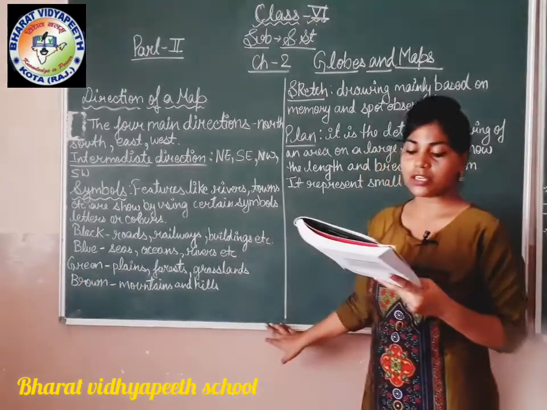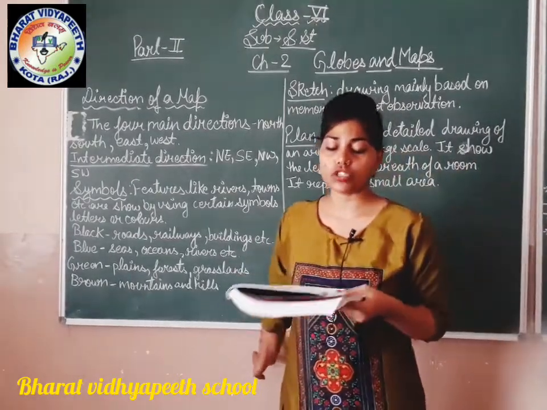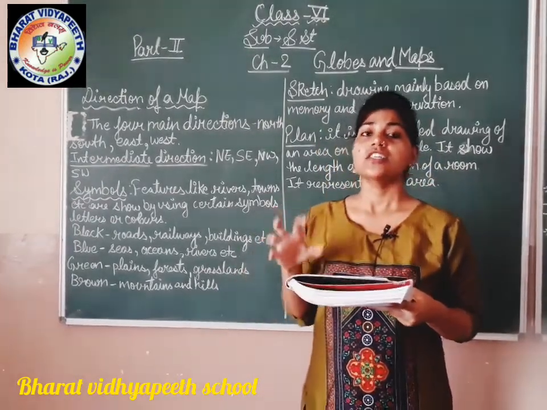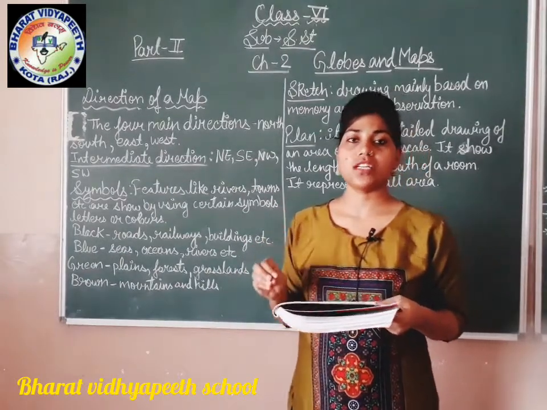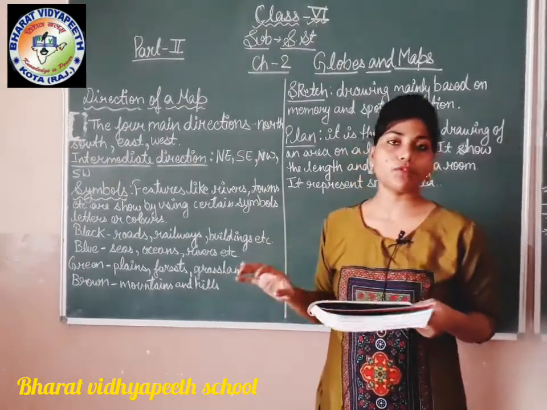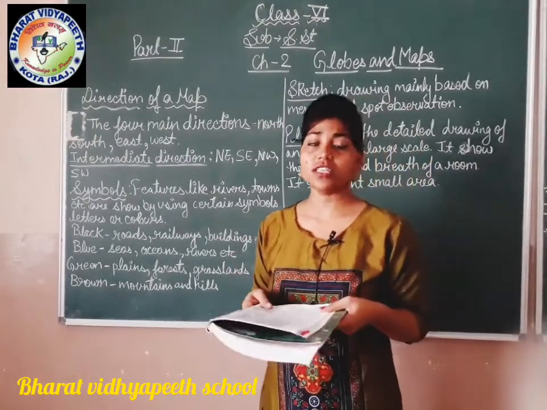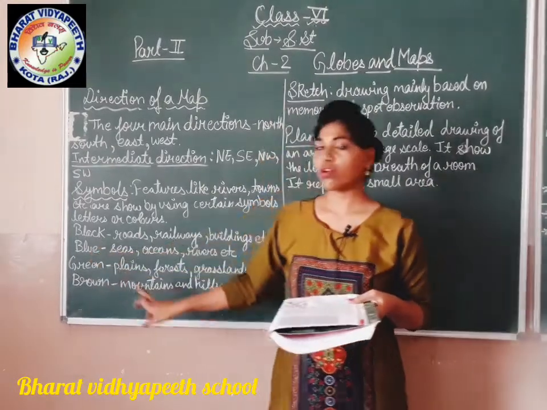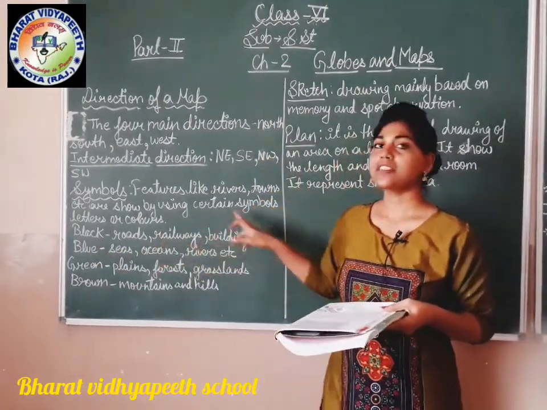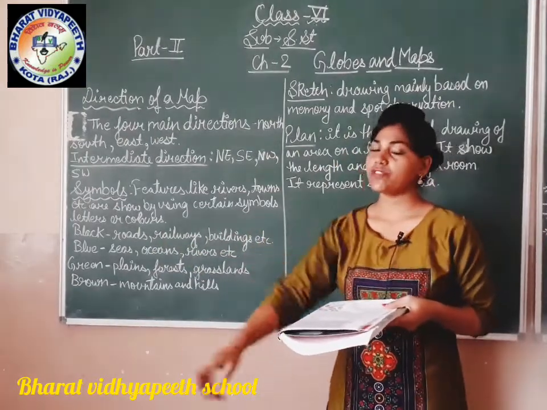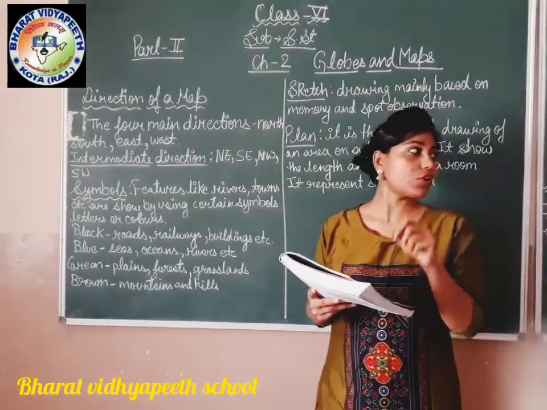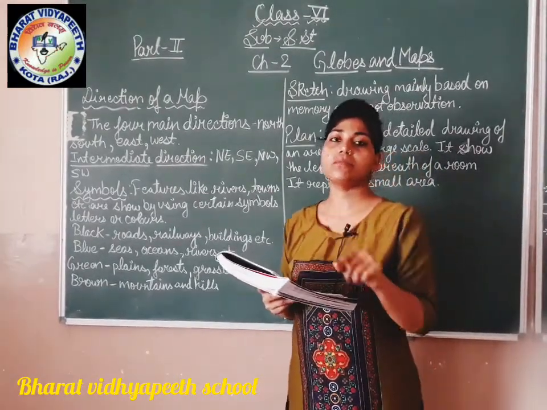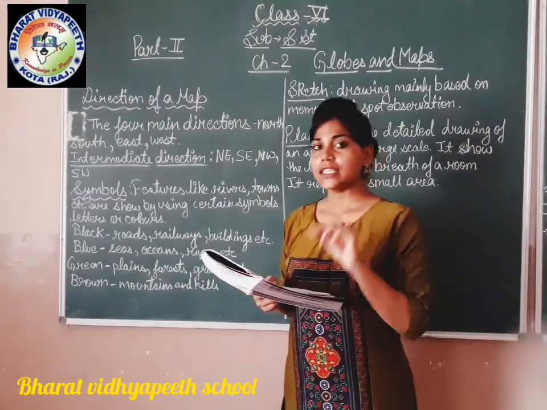Also there are some conventional symbols. Conventional symbols are internationally accepted. Some common symbols and common colors are used in all types of maps, and they are known as conventional symbols. For example, black color always represents roads, railways, buildings, etc. If we see any black dot or line on a map, we can say that in this area there are some buildings or a railway track.